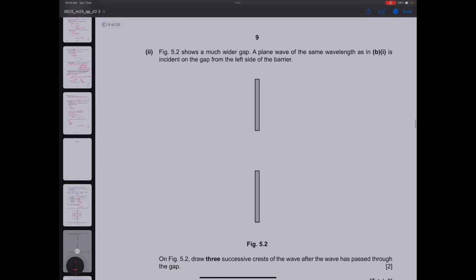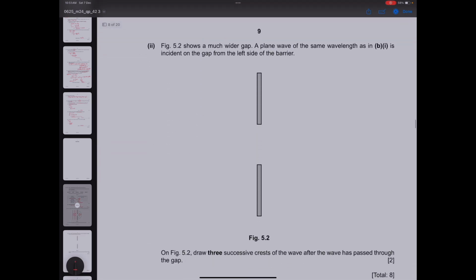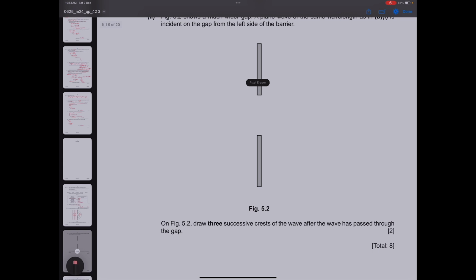Now, figure 5.2 shows a much wider gap. A plane wave of the same wavelength is incident. Now, just think about it. In this case, the gap size is very large. We know that if the wavelength is equal to or similar to the gap size, then diffraction happens very well. And if the wavelength is smaller than the gap size, then the diffraction is less.